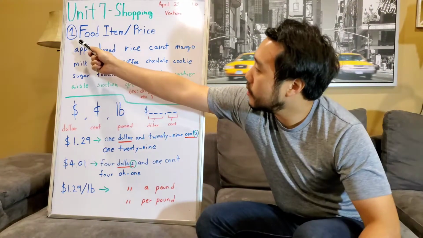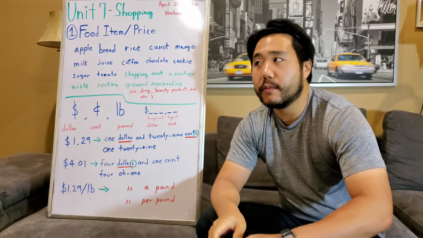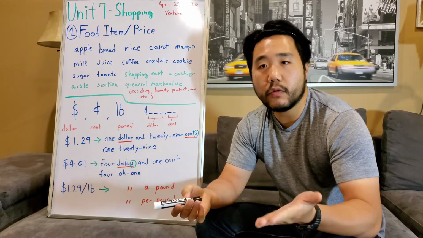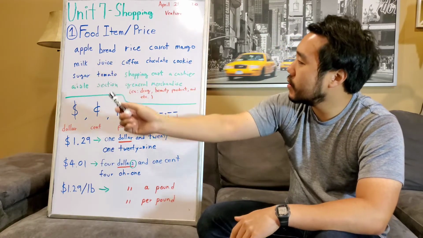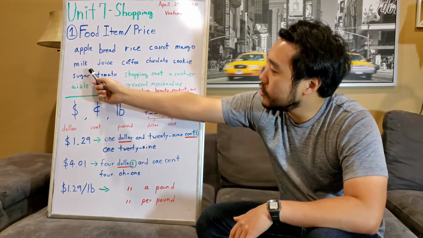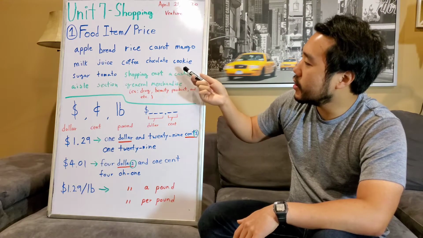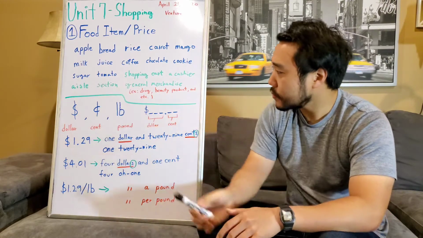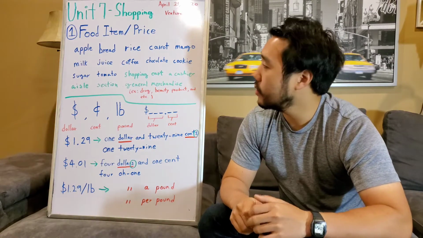So number one, food item price. For the food items, there are a lot that you may already know: apple, bread, rice, carrot, mango, milk, juice, coffee, chocolate, cookie, sugar, tomato. These are food items that you should already know, right?